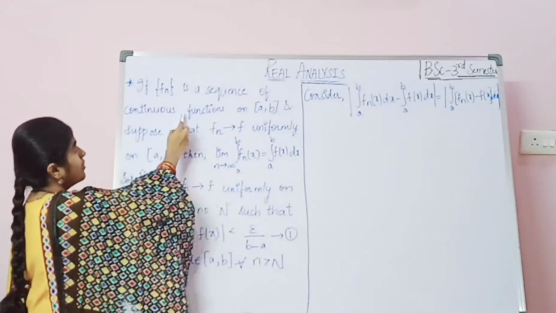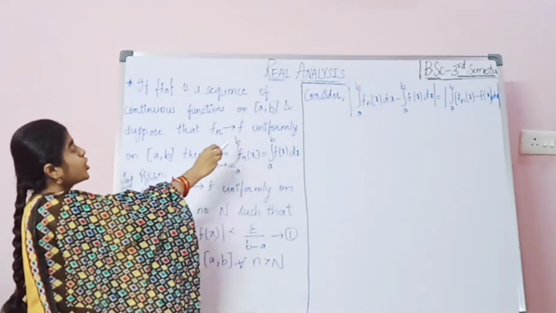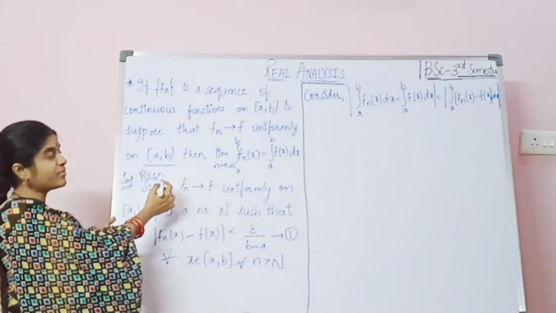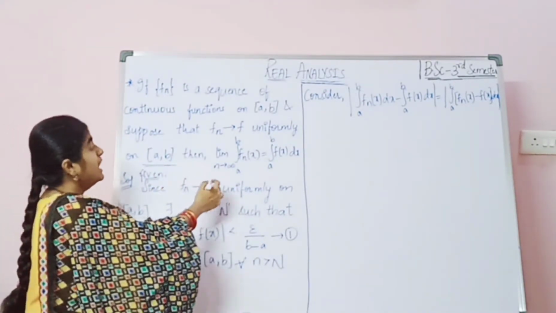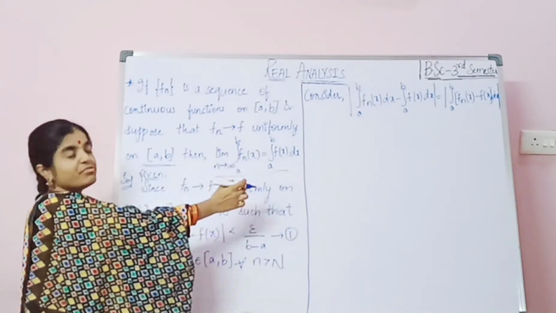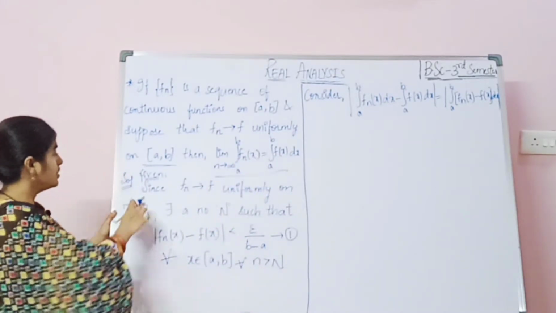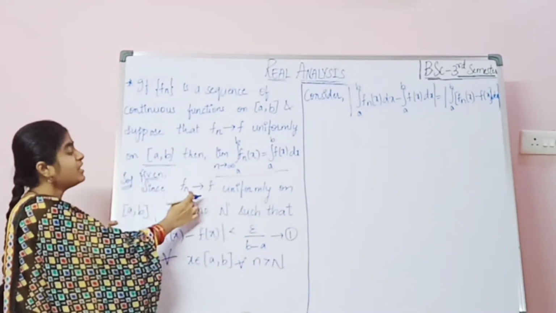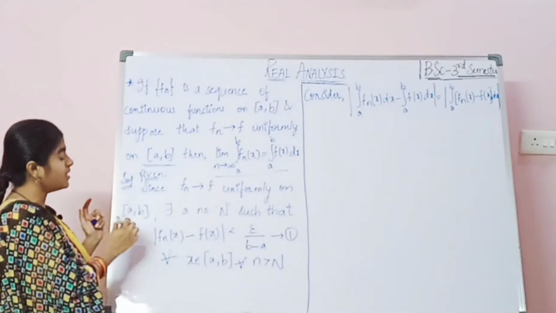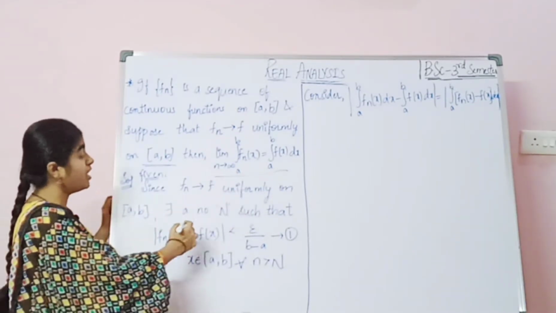Now the next sum. If Fn is a sequence of continuous functions on closed interval a comma b, and suppose that Fn tends to f uniformly on closed interval a comma b, then limit n tends to infinity, integral a to b Fn of x equals integral a to b f of x dx. Since Fn tends to f uniformly on closed interval a comma b, then there exists a number.